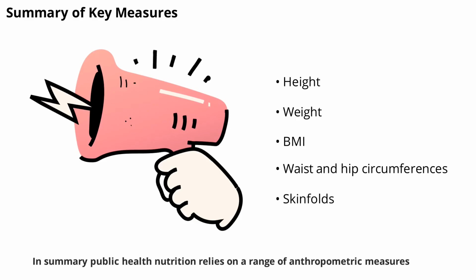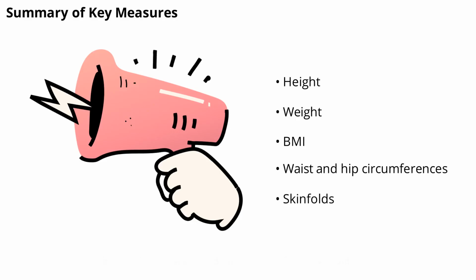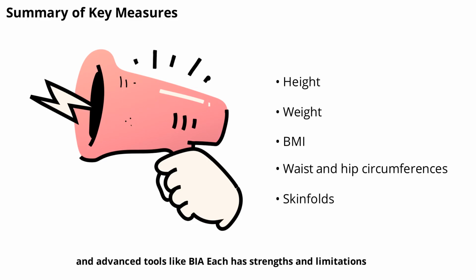In summary, public health nutrition relies on a range of anthropometric measures: height, weight, BMI, waist and hip circumferences, skinfolds, and advanced tools like BIA. Each has strengths and limitations, and the choice depends on the context, population, and resources available. Combining measures often provides the most accurate assessment.